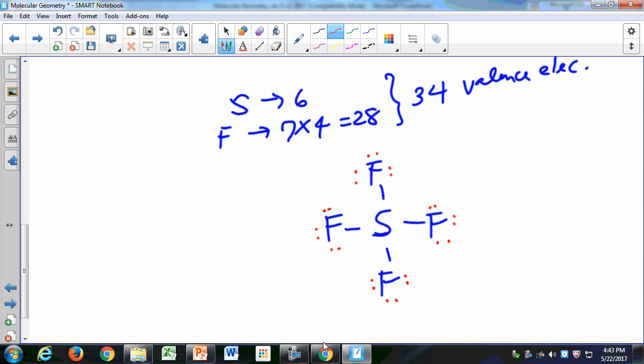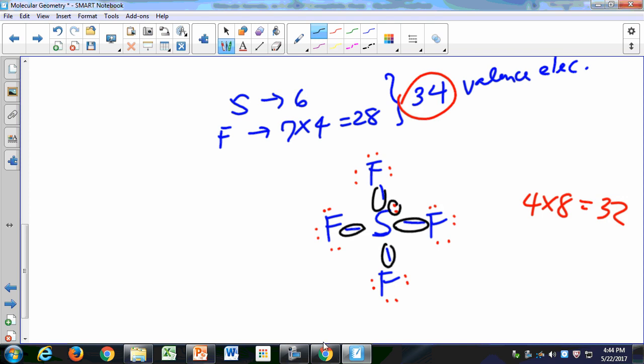You have 4 fluorines, each one with an octet, so 4 times 8. We're only showing 32 valence electrons here. But SF4 has 34 valence electrons. So that means you need 1 more lone pair to make 34, and so that extra lone pair goes on the sulfur. So the sulfur, we say, has 1, 2, 3, 4, 5 groups sticking out of it. 4 of those groups are single bonds. The 5th group is a lone pair.